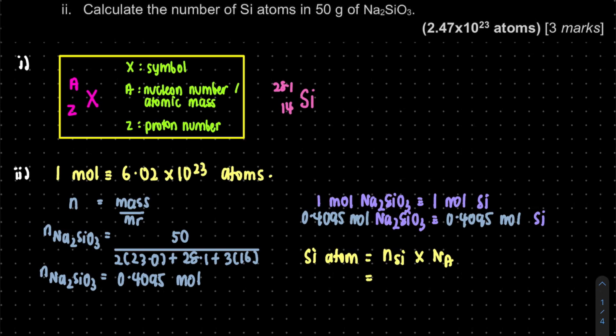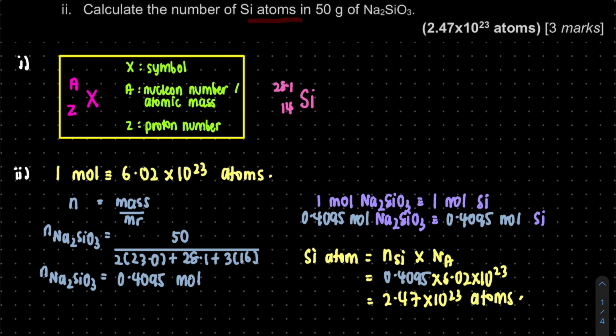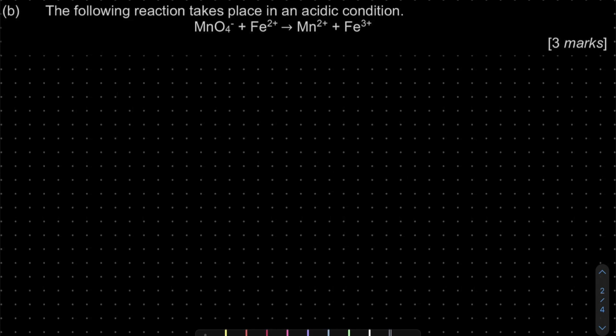Okay, next we're going to substitute the value here, 0.4095 times our Avogadro constant. So we will get the value of Si atom to be 2.47 exponent 23 atoms. Since the question asks for the number of atoms, the unit will be atoms itself. Unless it is the final answer, then you can take 2 decimal places. If we haven't reached the final answer yet, take it to 4 decimal places. Okay, so that is for question number 1A. Let's continue with question 1B.